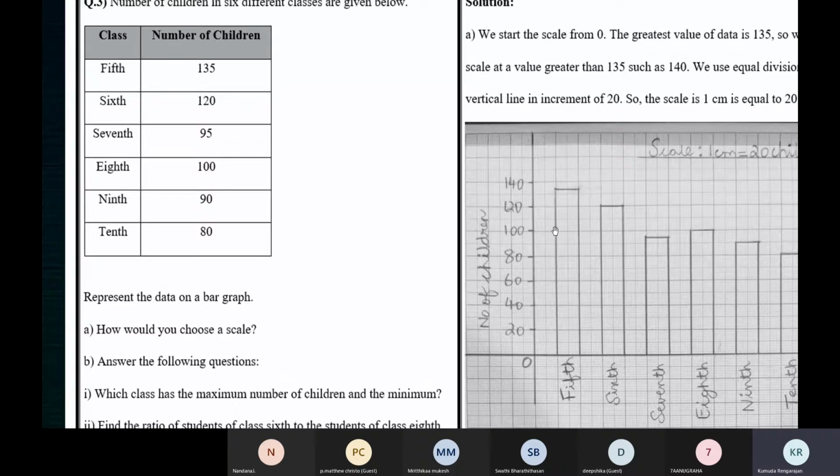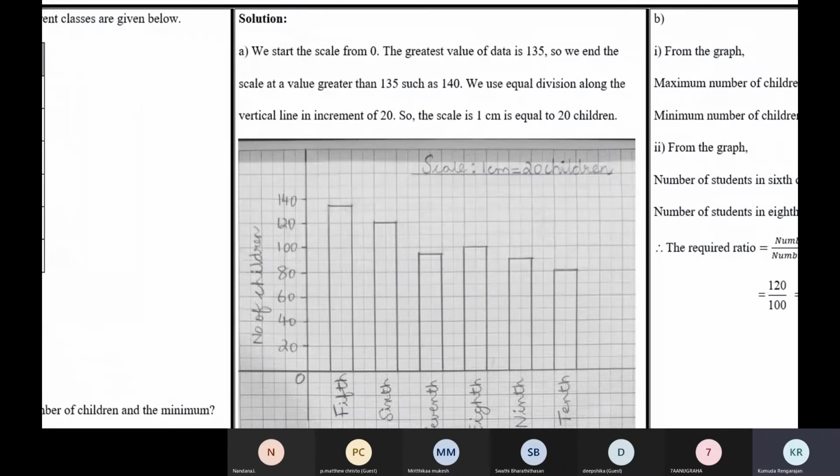So children, it's about taking a suitable scale. Here I have taken 1 centimeter is equal to 20 children, taking a suitable scale and then making the bar graph. That's the first thing. And answering the question is simple. You will not find it difficult. It's all answered here. Please go through and complete it in your classwork.